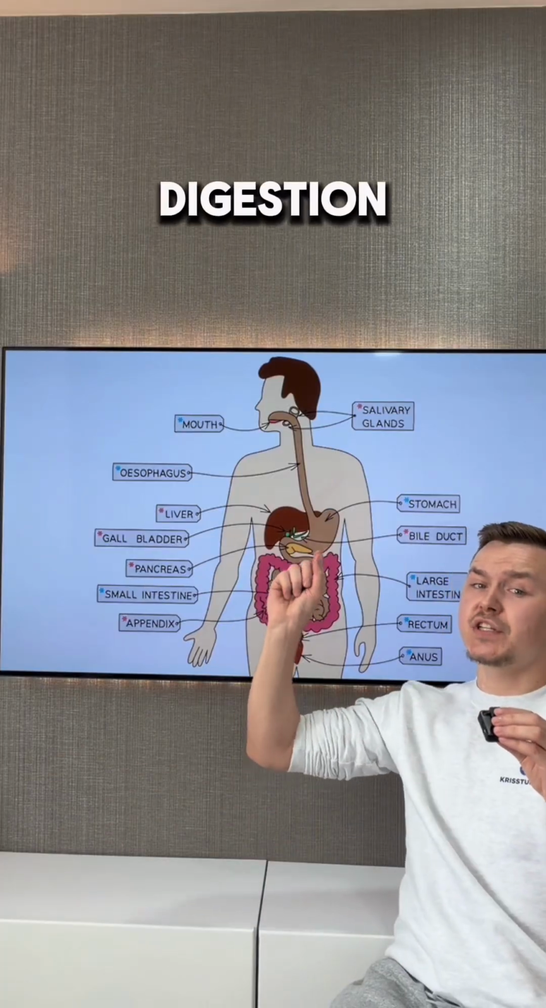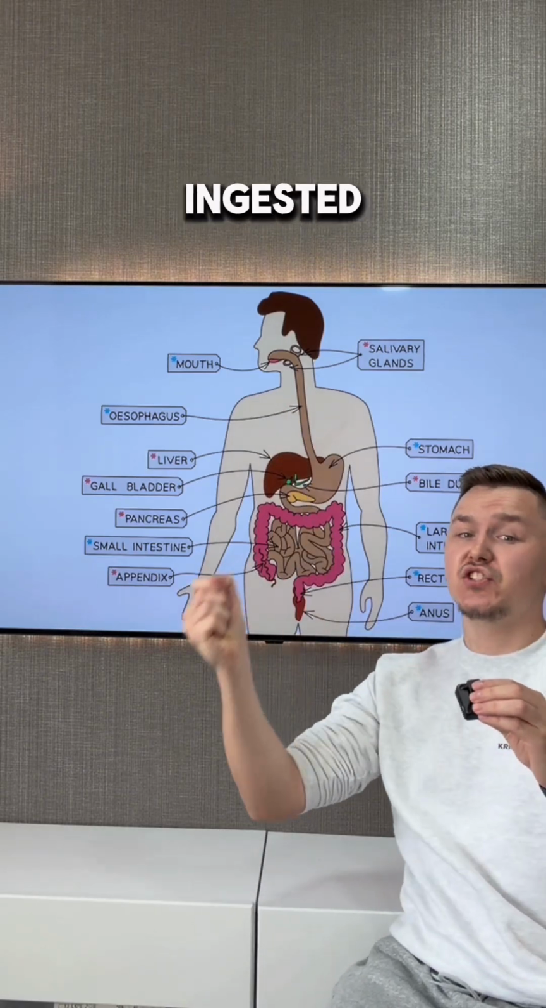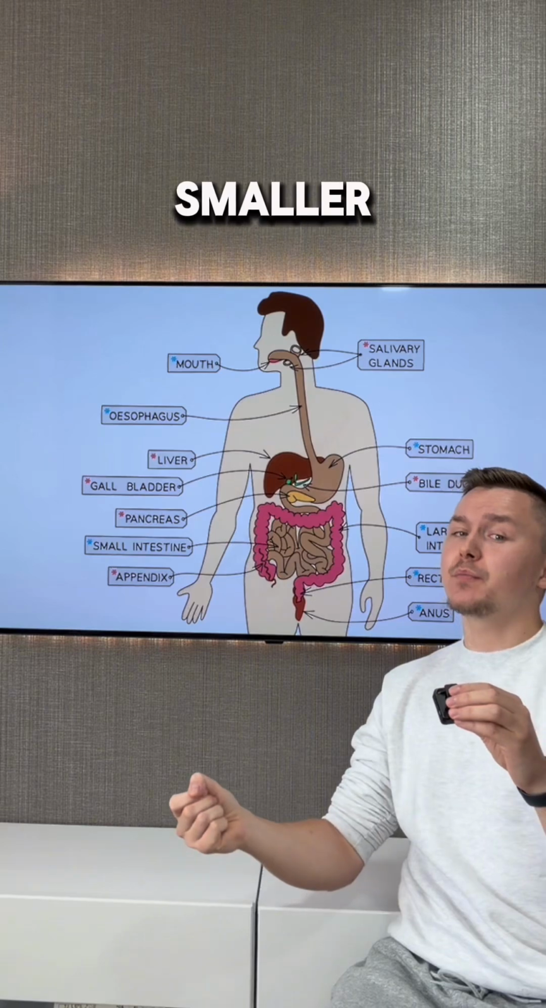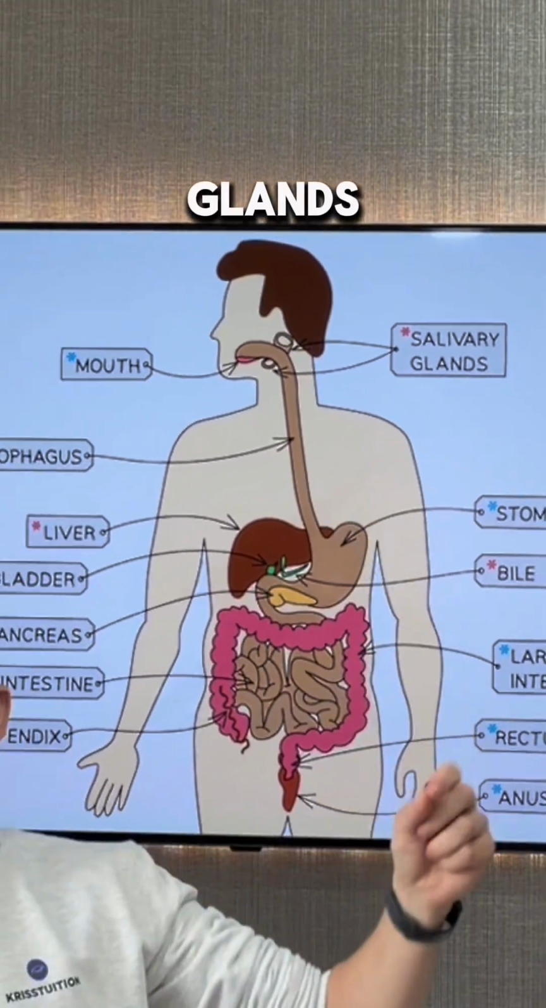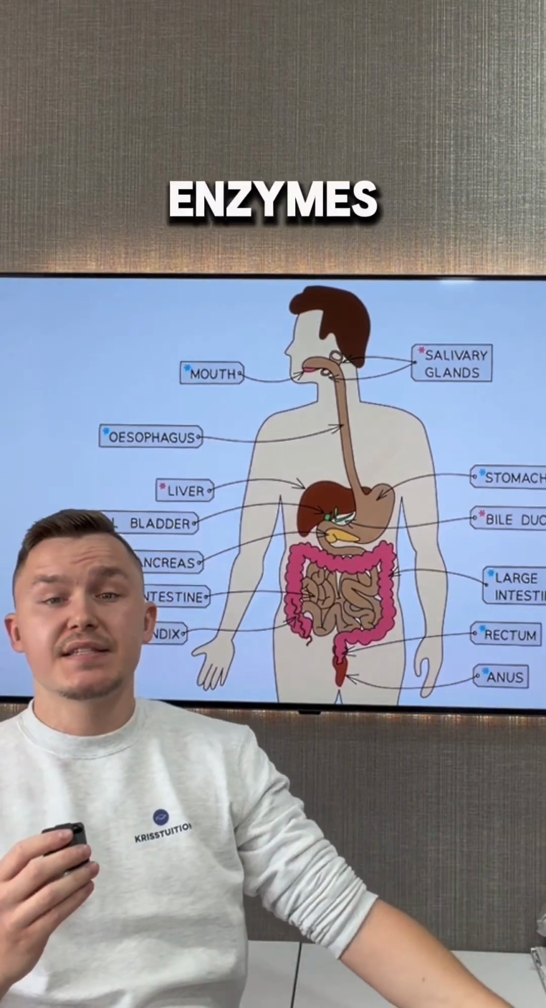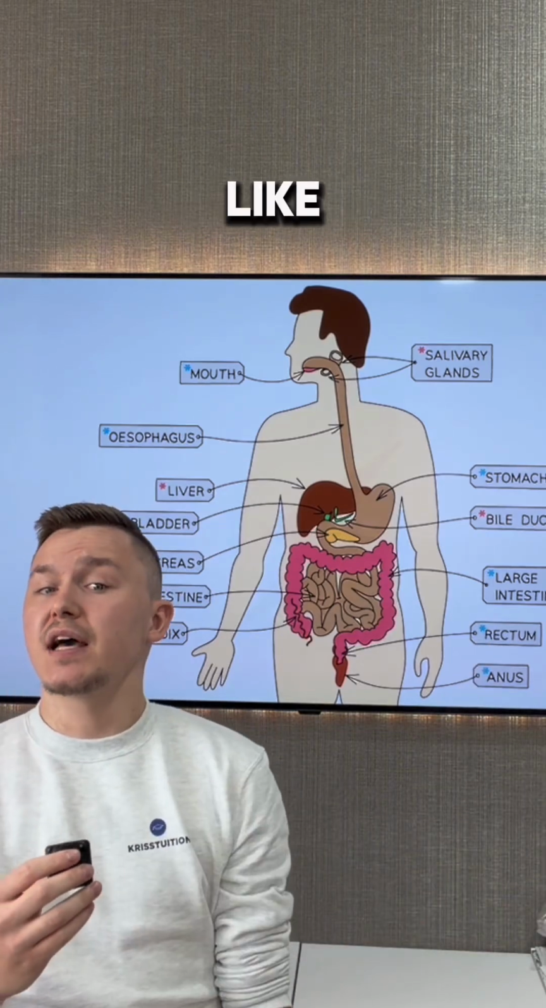Starting off with digestion, and the mouth is where it all starts, because the mouth is where the food is ingested and it's broken down into smaller pieces, increasing the surface area for digestion. The salivary glands secrete saliva, which contains enzymes like amylase, which break down starch into smaller sugars like maltose.